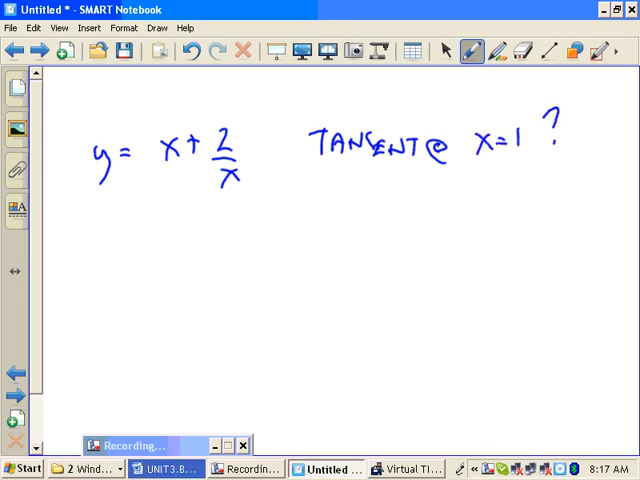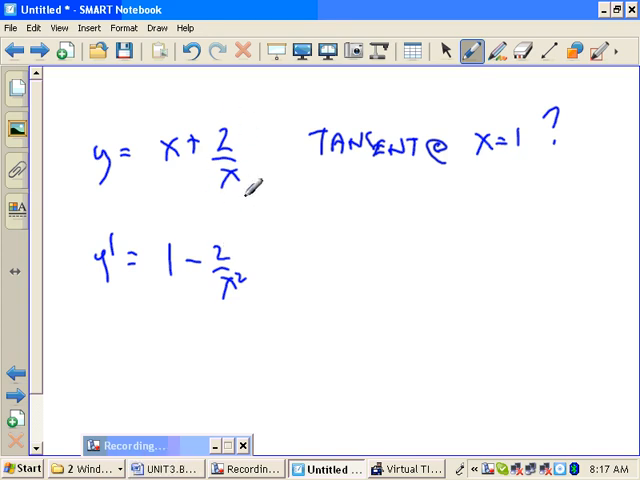Find the tangent line at x equals 1. Well, you need the derivative, don't you? So y prime is negative 2 over x squared. Now, how did you get that? How do you differentiate this?